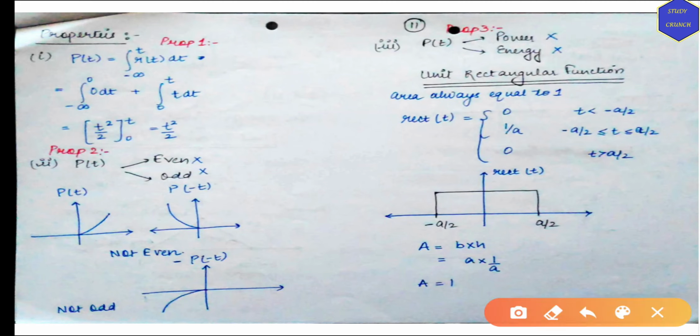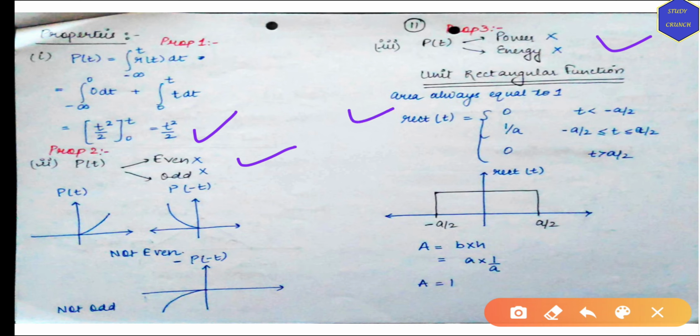Property number 1 is, if we integrate the signal from minus infinity to t, then the answer will be t square by 2. Property number 2 is, it is neither even nor odd. Property number 3, neither power nor energy.